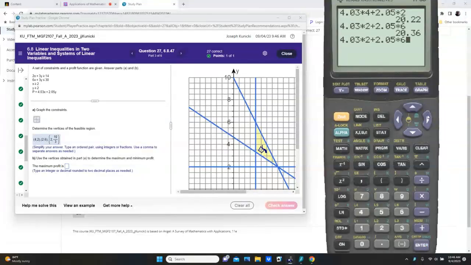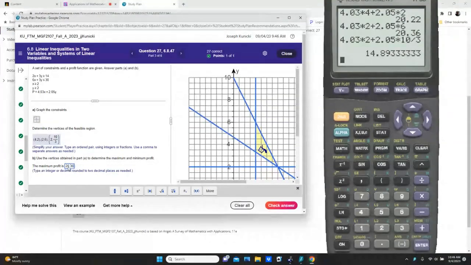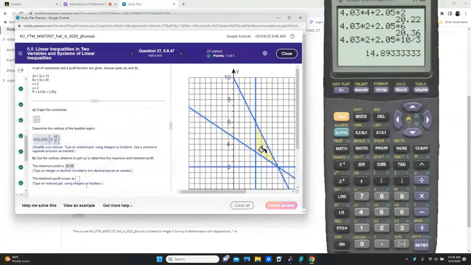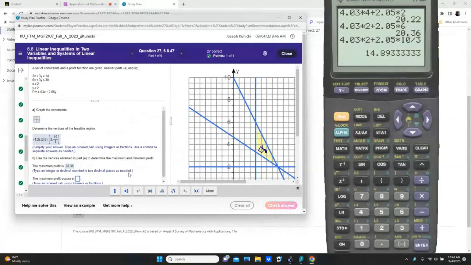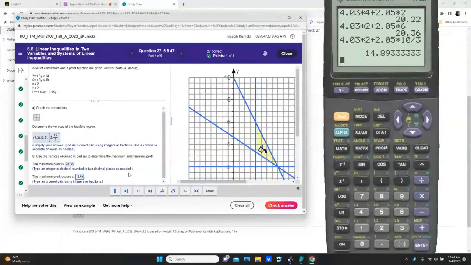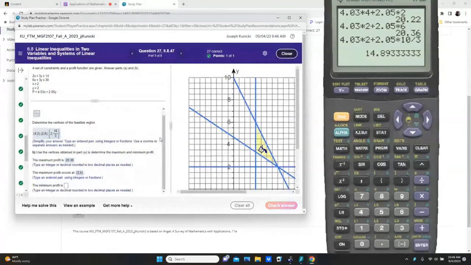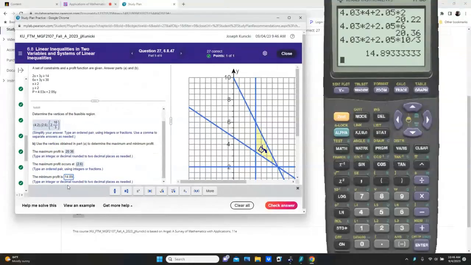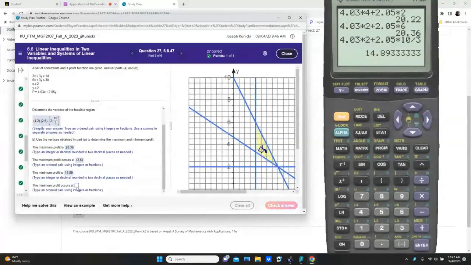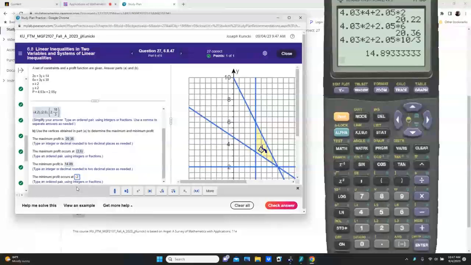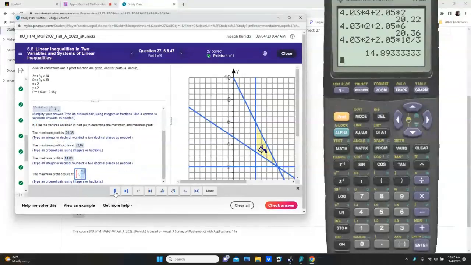The 2 is okay. I got to change the 6 to a 10/3. So order of operations won't be violated. I don't need parentheses. So the maximum profit's $20.36. And that occurs at the second point, 2, 6. And the minimum is the last one. To 2 decimal places, it's 1489.89. And that obviously occurs at the third point, which is 2, comma, I use the fraction symbol, 10, tab, 3, tab, parentheses.